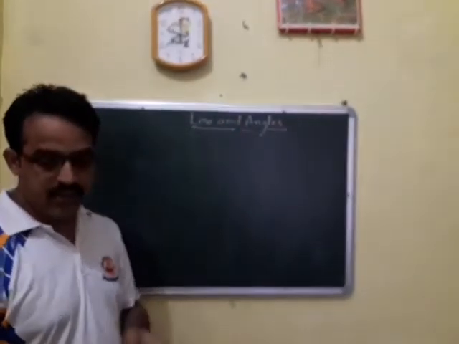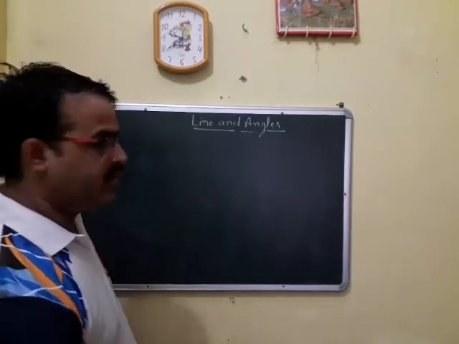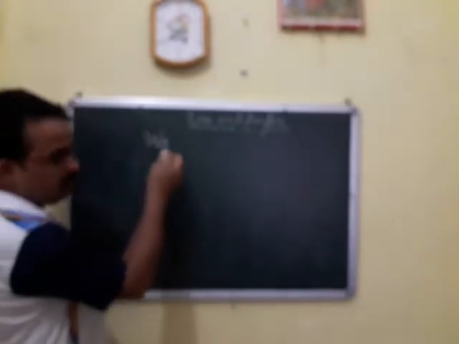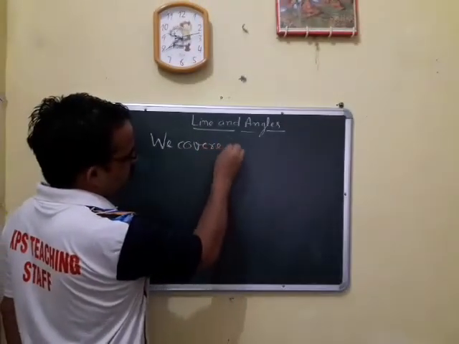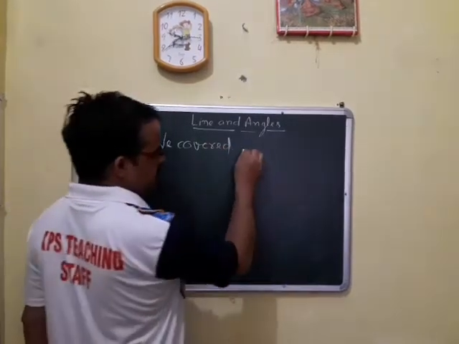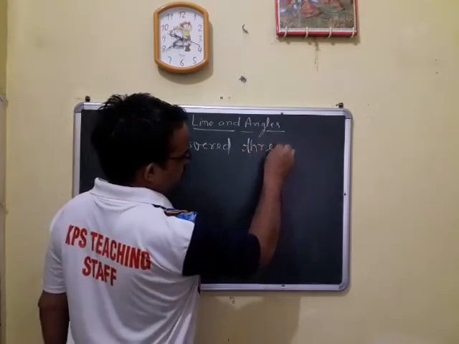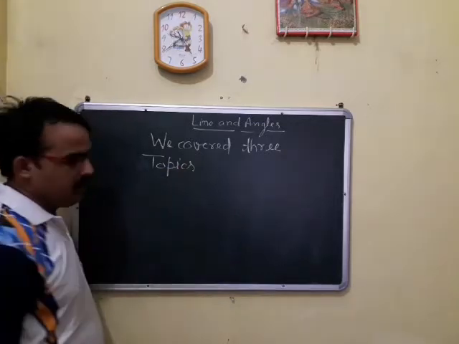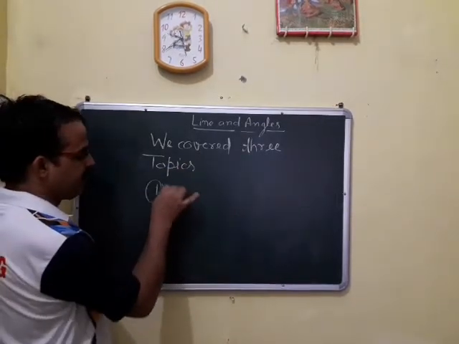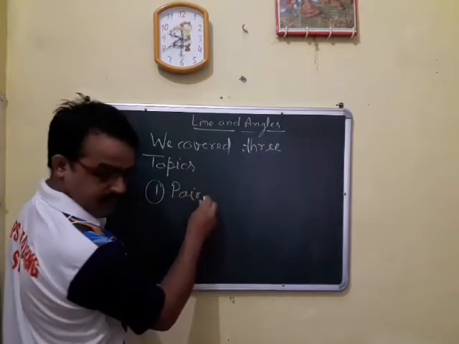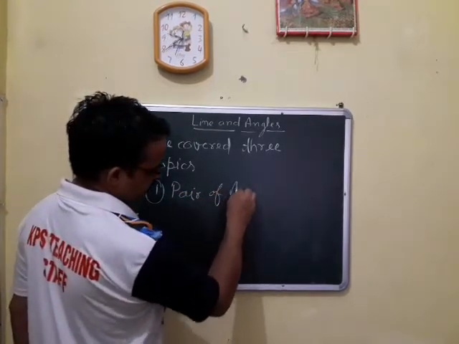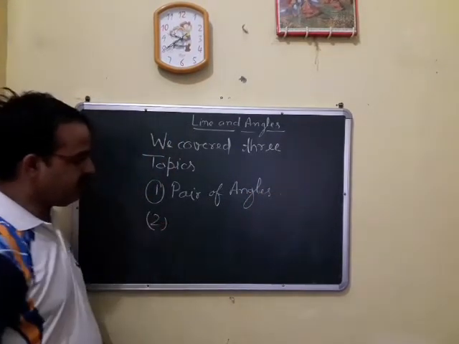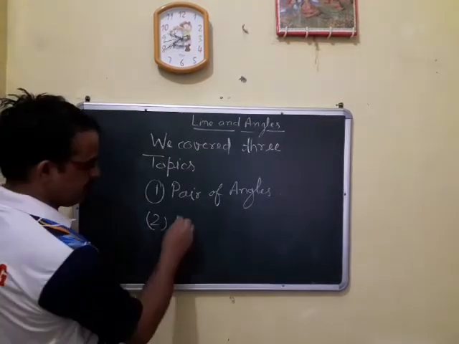In lines and angles, we cover three topics. First one is pair of angles. And the second topic we cover here is the parallel lines.